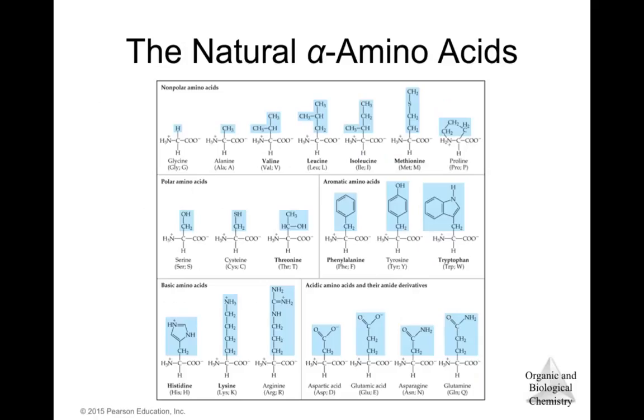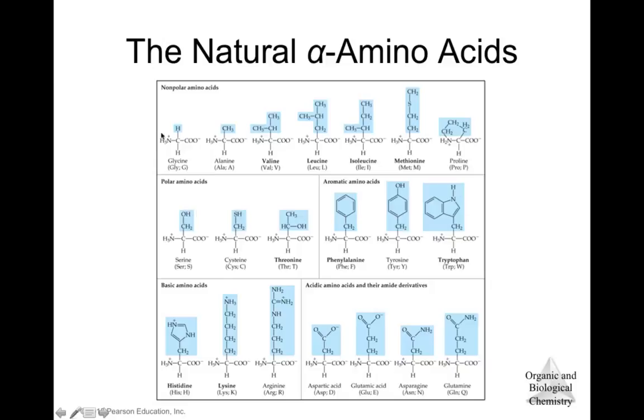So here we have a list of the natural alpha amino acids. They are really important in our daily life because they create proteins. A combination of these amino acids is responsible for creating the proteins. And as you can see, they have a common structure: the amine, the carboxylic acid, and hydrogen. All of them have the same structure, but they have a different R group.